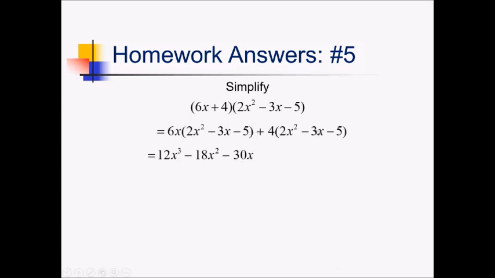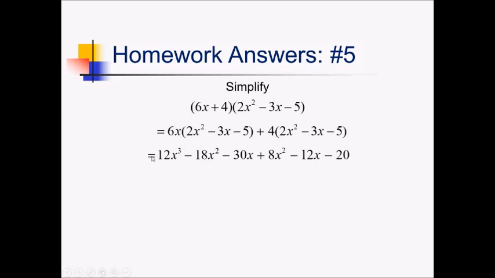And then we have 4 being distributed. So 4 times 2x squared is plus 8x squared. 4 times negative 3x, that's negative 12x. 4 times negative 5 is negative 20. And now I combine whatever like terms there are.